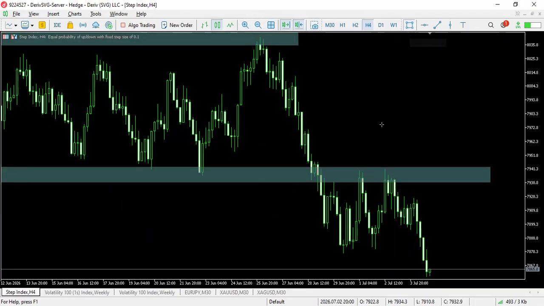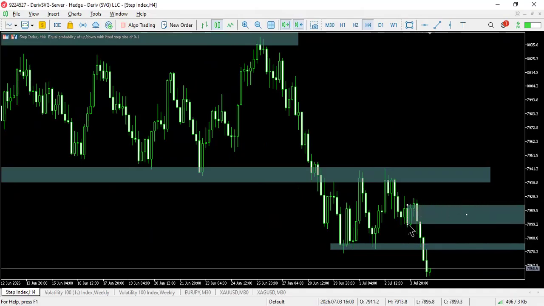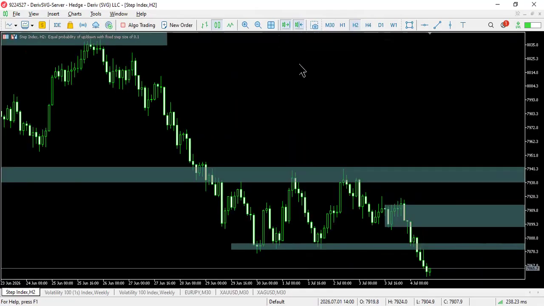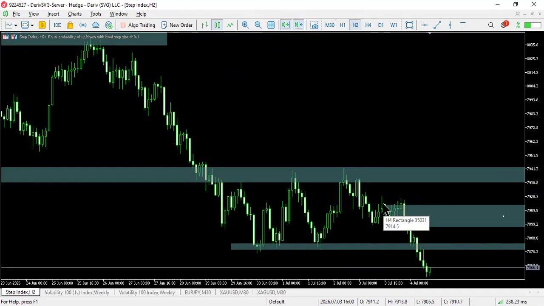Now, currently, we have a new break of structure right there, and then we have our internal break of structure and our order block from that break of structure. Heading over to the 2 hours time frame, which is my entry time frame, as I mostly take swing trades for volatility indices.